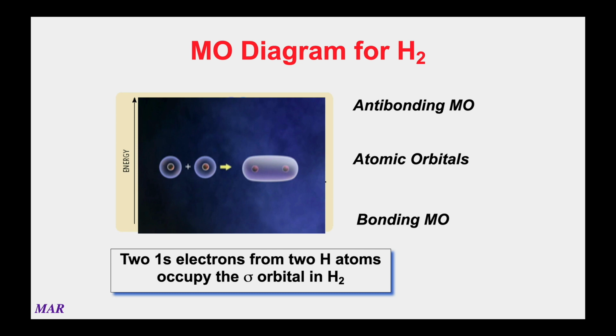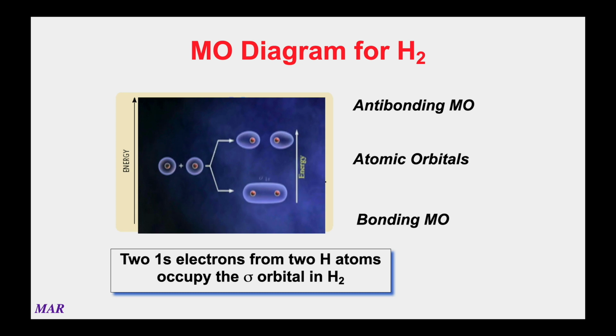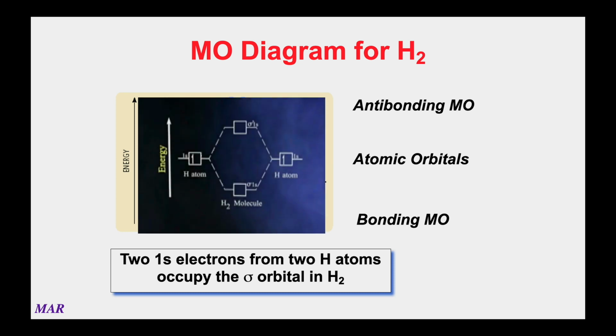The bonding and anti-bonding molecular orbitals formed by the combination of two 1s orbitals are called sigma 1s and sigma star 1s, respectively. The bonding molecular orbital, sigma 1s, is lower in energy than the original atomic orbitals, and the anti-bonding molecular orbital, sigma star 1s, is higher in energy than the original atomic orbitals. Like atomic orbitals, molecular orbitals can accommodate a maximum of 2 electrons each, with the electrons in the ground state occupying the lowest possible energy orbitals.